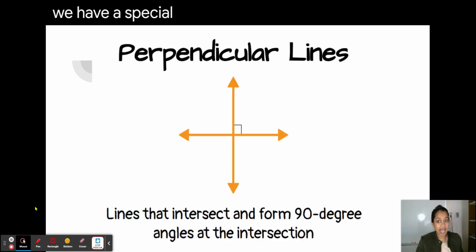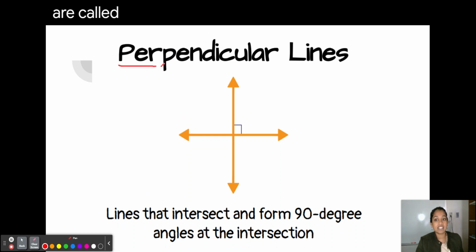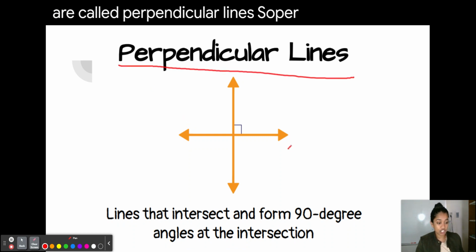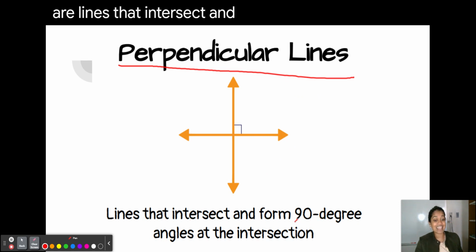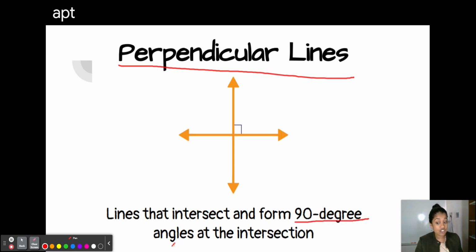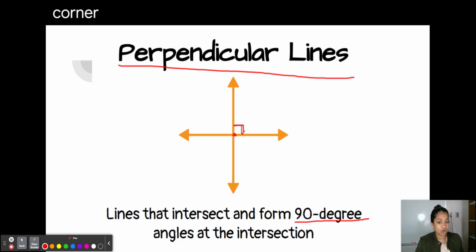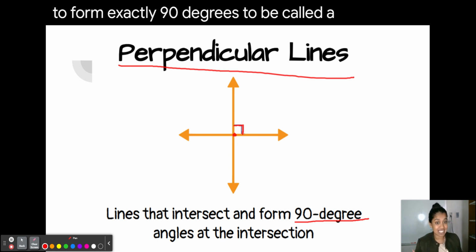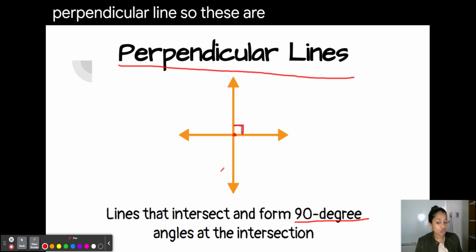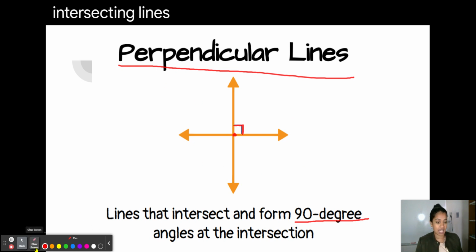Now we have a special type of intersecting lines called perpendicular lines. Perpendicular lines are lines that intersect and form a 90-degree angle at the intersection. Where these two lines meet right here, there should be a 90-degree angle. And 90-degree angles look kind of like a corner. Right here we see a 90-degree angle. It is a corner. So that is a perpendicular line. They have to form exactly 90 degrees to be called perpendicular lines. So these are special types of intersecting lines.